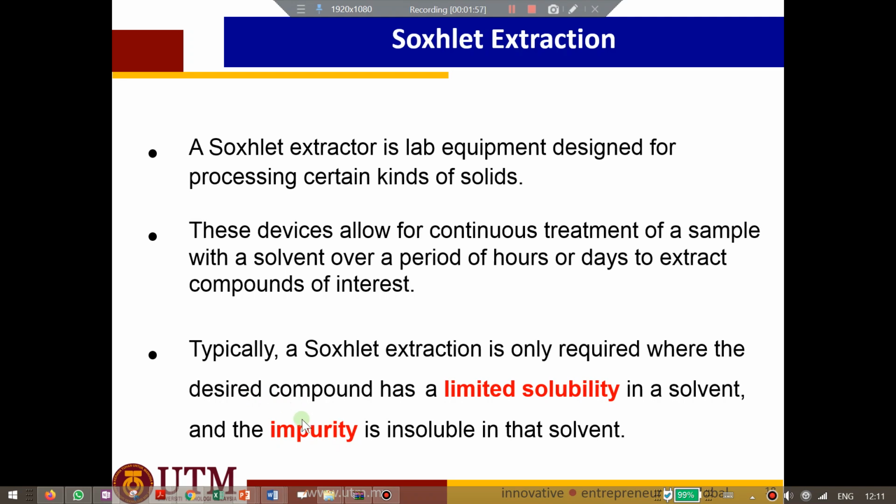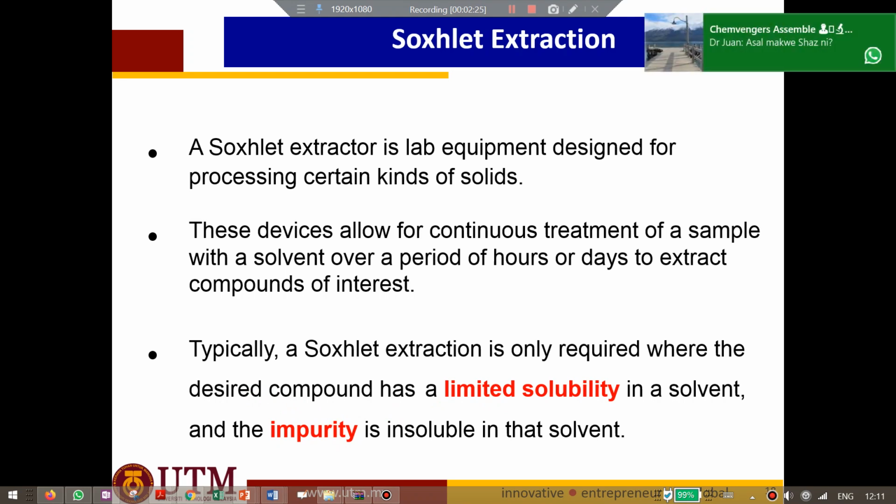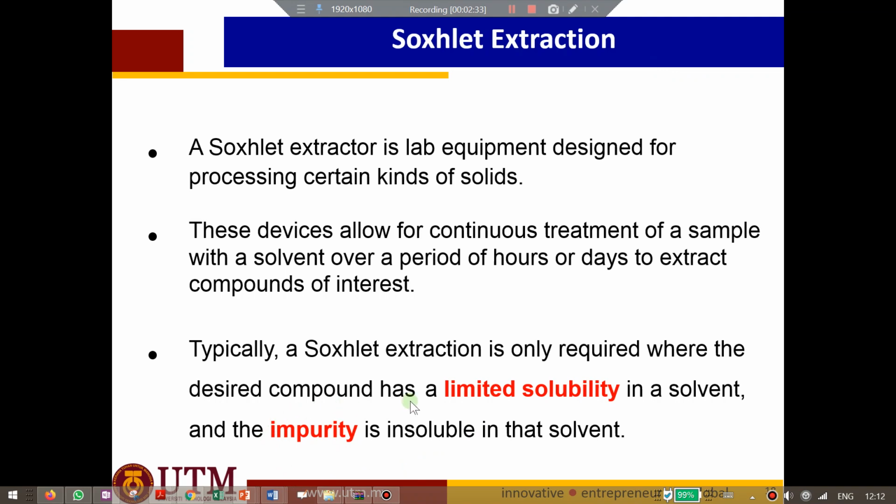We use this extraction when we have limited solubility of our analyte of interest in the solvent. If the solubility of your analyte from solid to liquid can be done 100% immediately, you don't need the solid extraction; you can just perform the solid-liquid extraction just like LLE. But for solid extraction, the purpose is when the solubility of the analyte is limited because of solid impurities that are insoluble in the solvent.